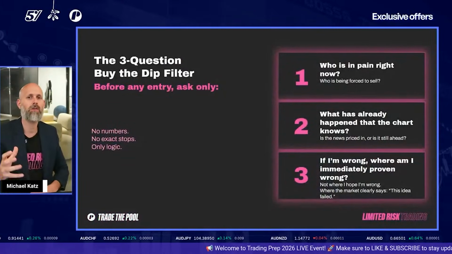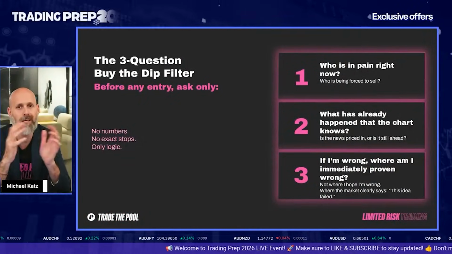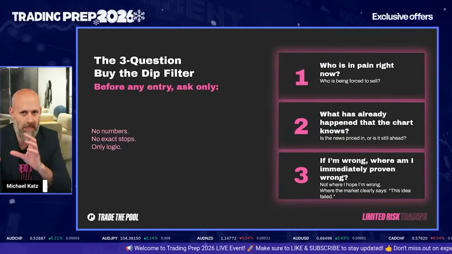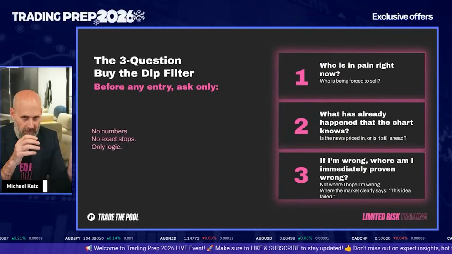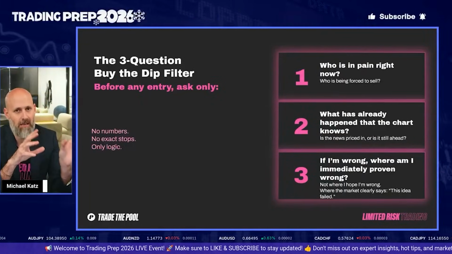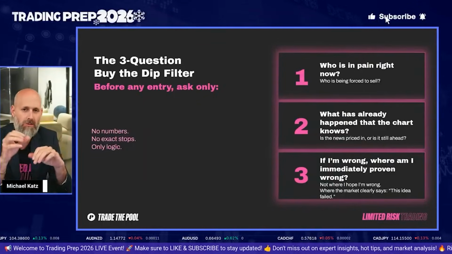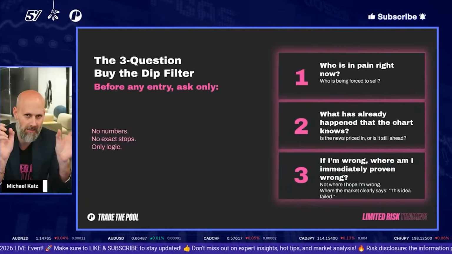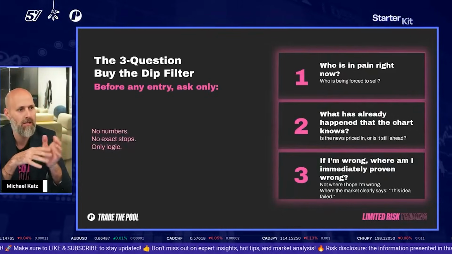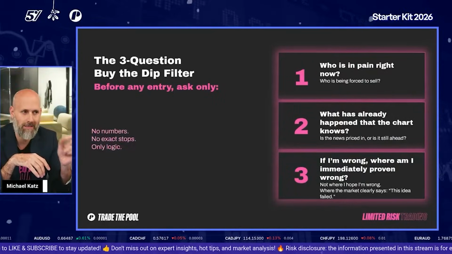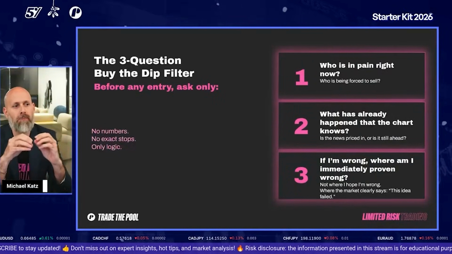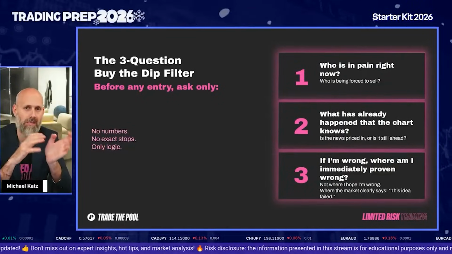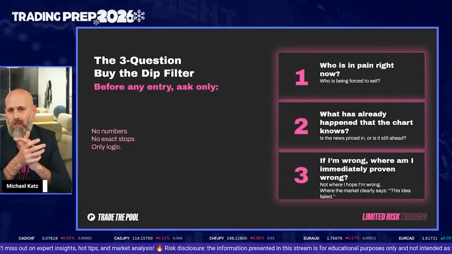Alrighty, so in order to do that, you have the 3-question buy the dip filter. Before entering a trade, ask yourself this, okay? So it's not really about numbers or where your stop is. It's a logical aspect to it. Who is in pain right now? Who is being forced to sell? That's the first question you want to ask yourself.